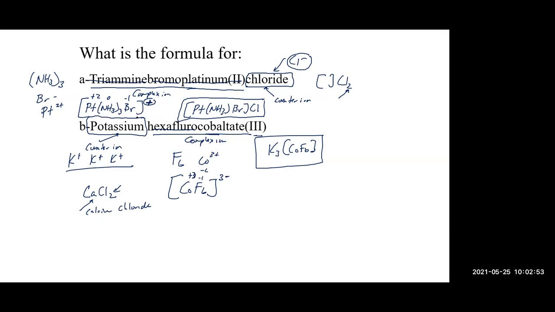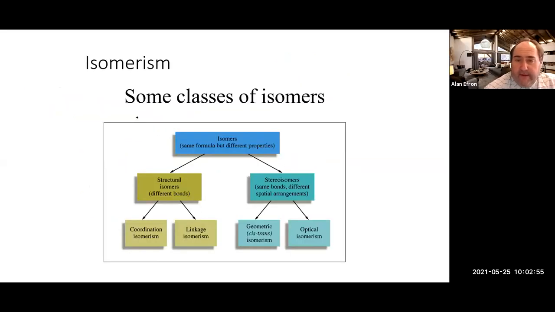Okay. So that wraps up our naming of coordination compounds and complex ions. Now we're going to talk about isomers and their relationship to these complex ions. Isomers are basically compounds that have the same molecular formula, but some type of different arrangement.